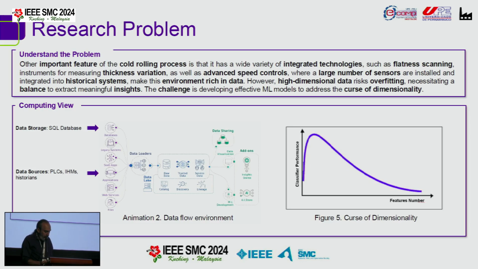Another important feature of the cold rolling process is that it has a wide variety of integrated technologies, such as flatness scanning, instruments for measuring thickness variation, as well as advanced speed controls, where a large number of sensors are installed and integrated into historian systems, making this environment rich in data.